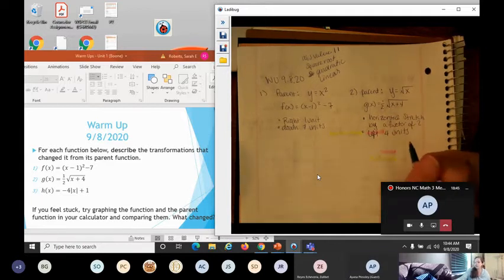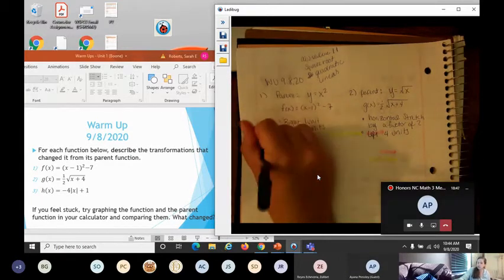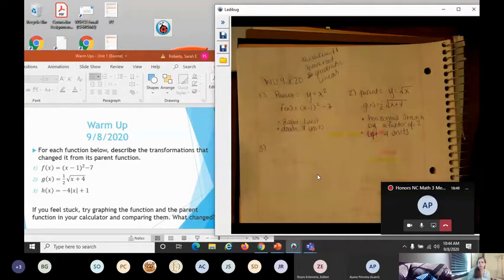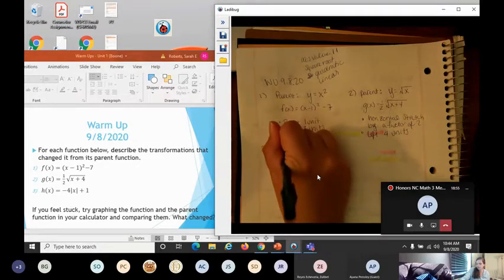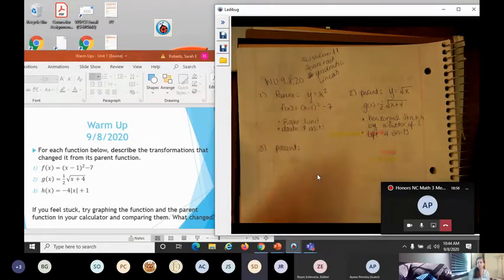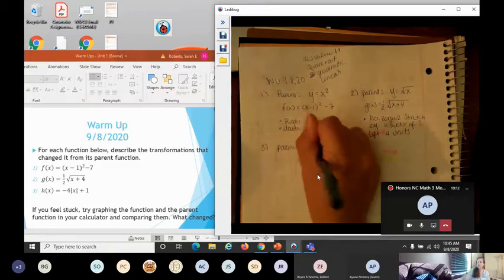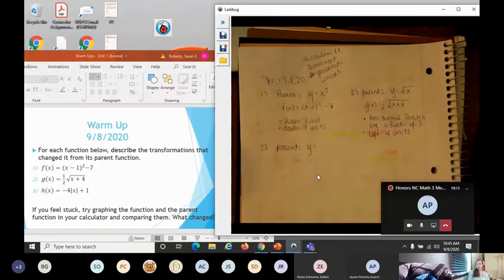All right, and Shayla gets to do number 3. Okay, so we're looking for our parent function first. Shayla, are you there? Yes. Okay, so for number 3, is it absolute value, square root, quadratic, or linear? Absolute. Yes, very good. So we have an absolute value function. What's the most simple absolute value function we can come up with?